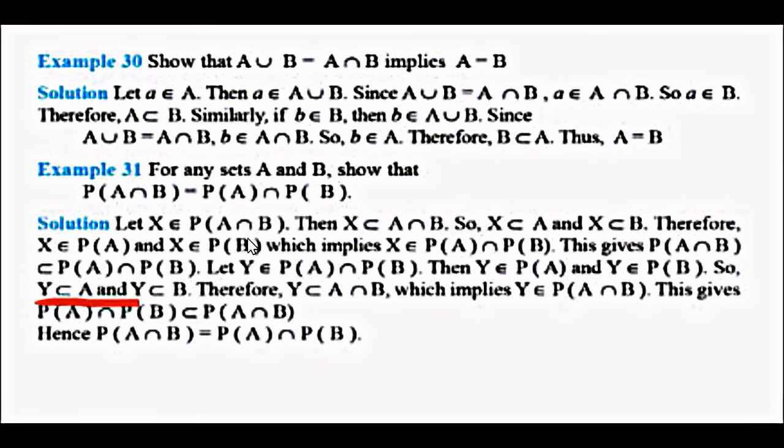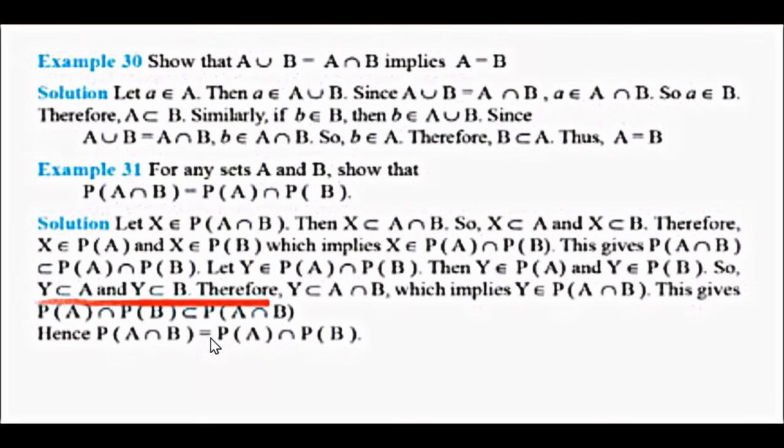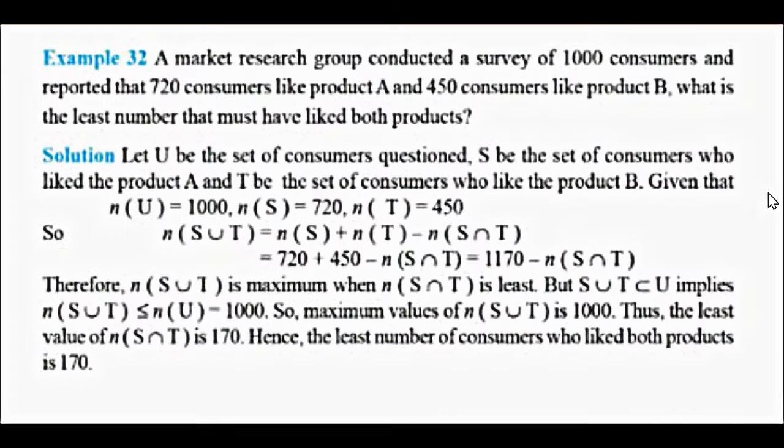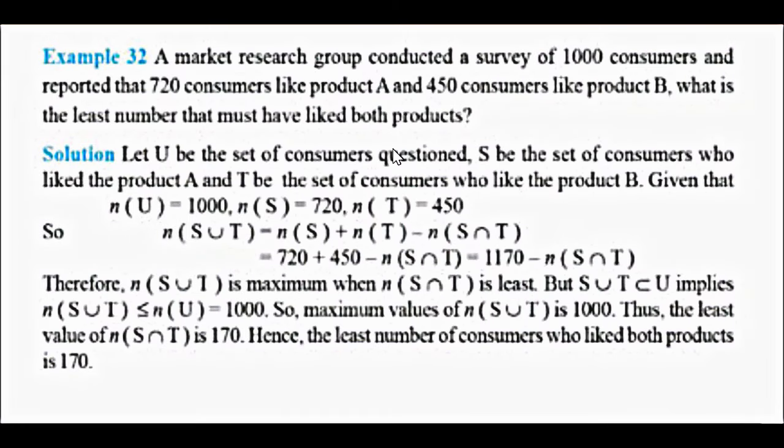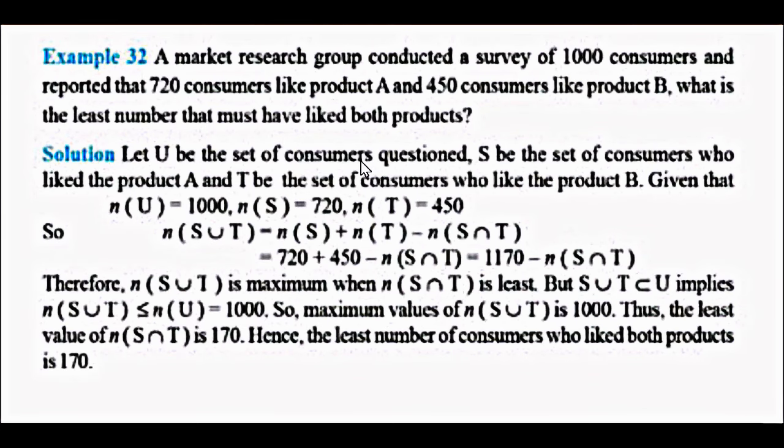So in both the cases, we have assumed and we have realized that P(A intersection B) is equal to P(A) intersection P(B). So this we are going to take in the next discussion, and then we will try to revise what we have learned in the whole lesson.